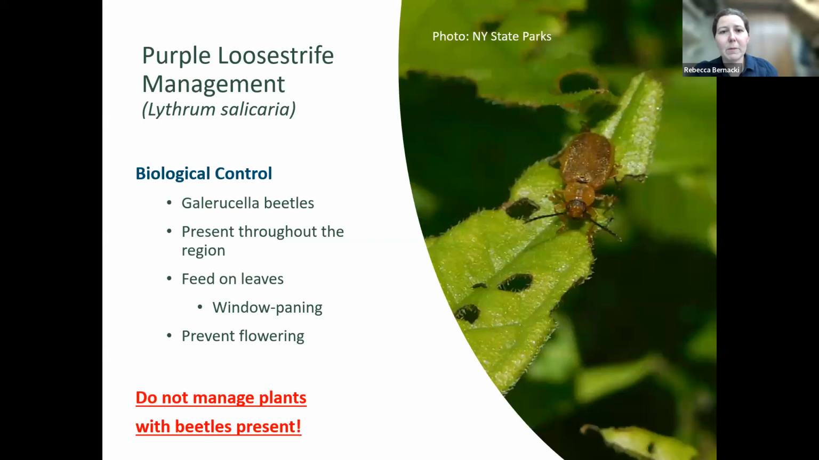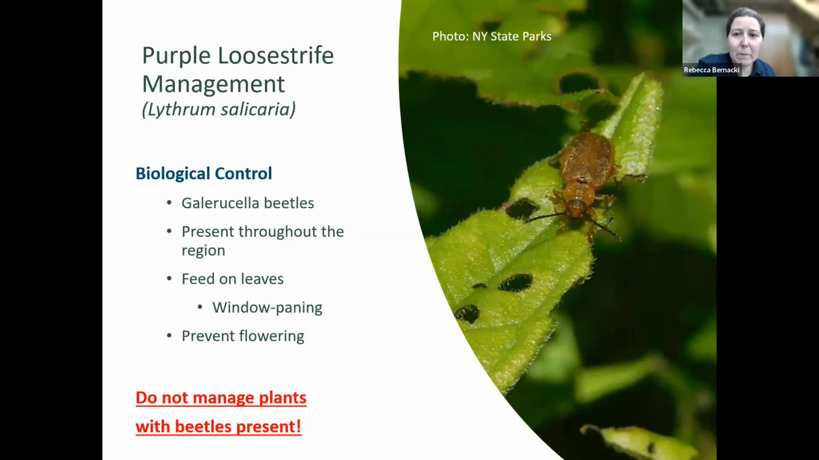Before we move on to our next species, I just want to talk a little bit about biological controls. We're really, really fortunate in that there are biological controls out there helping us for purple loosestrife. The main biological control that we'll encounter for purple loosestrife are these Galerucella beetles. New York State has been releasing these beetles for about 30 years now, and they are present throughout the region, and they do a really great job.